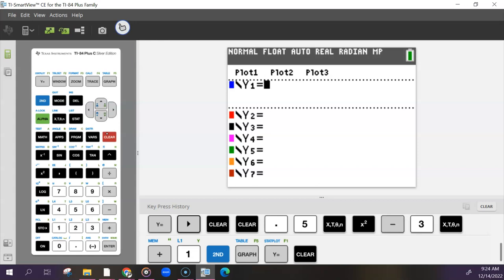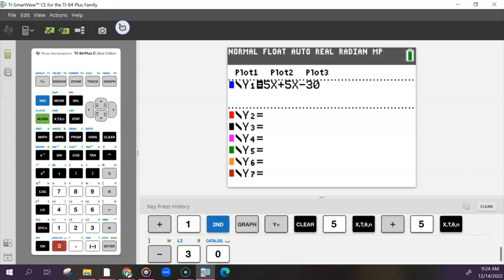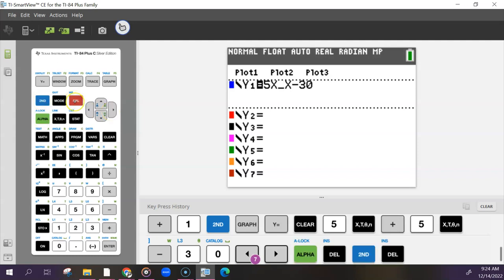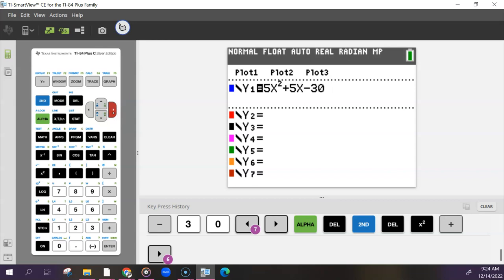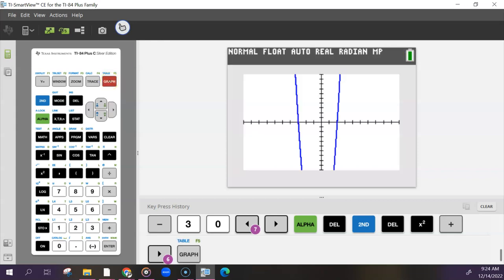So it would be 5x squared plus 5x minus 30. So if I didn't make it squared. I'm also going to show you how to put this in Desmos as well. So for number 2 we'll do in the calculator, number 7 we'll do in Desmos. Then you're going to graph it. If you can't see it in here, you may need to zoom out.